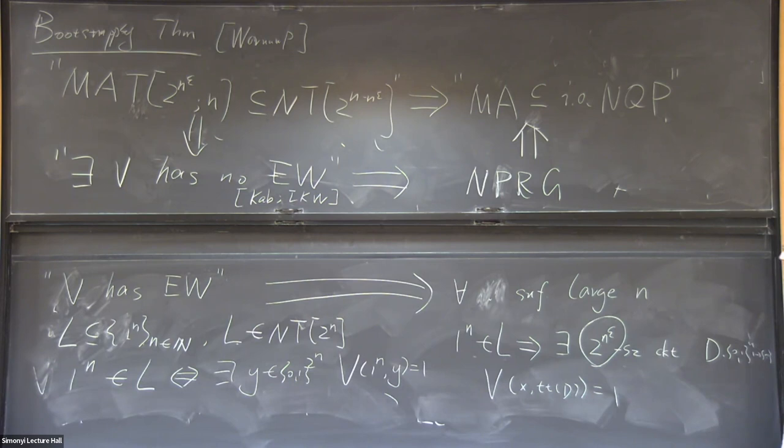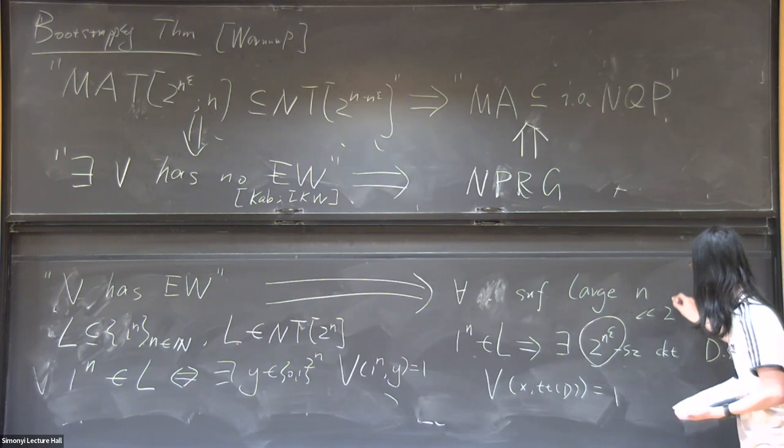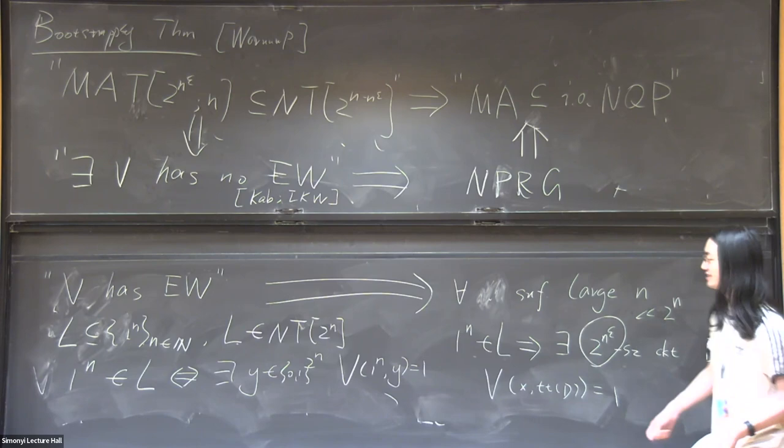So V must accept some easy function. This should be interpreted as easy: 2 to the n to the epsilon should be thought of here as small, and the function is computable by some small circuit. So Y has 2 to the n length.